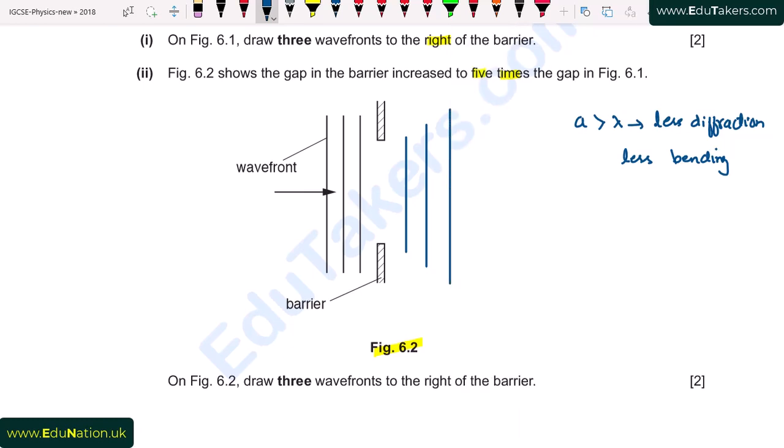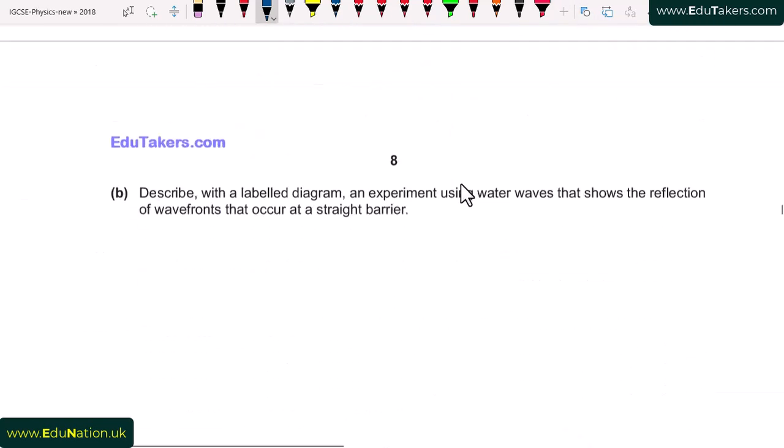So as the distance between the barrier is much larger as compared to wavelength, the wavefront that is on the right side will be almost flat. It will be straight with the bending at the edges. So there will be small bending just like this. So these are the wavefronts that are on the other side of the barrier. Going towards the next part.